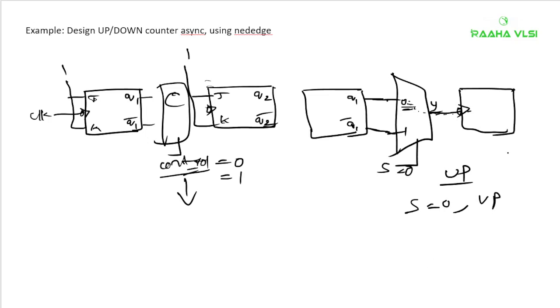Now if you want down counting, Q1 bar you have to connect. Q1 bar value, like this line value is 1. So if you are giving S equals 1, this Q1 bar will get connected and it will do your down counting. Okay, so let me write the neat circuit. Just make a note of this one.